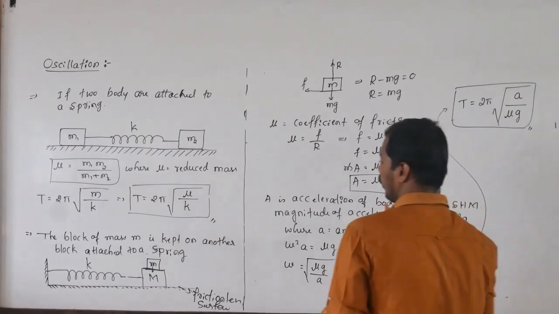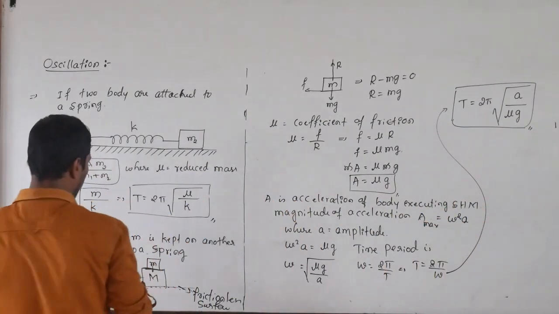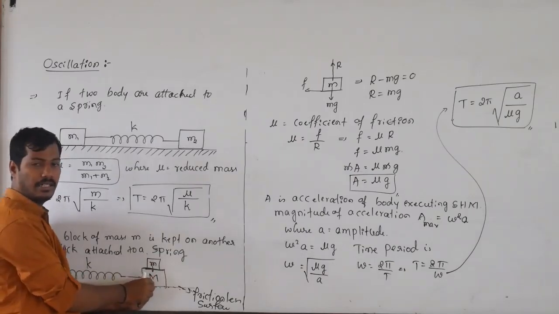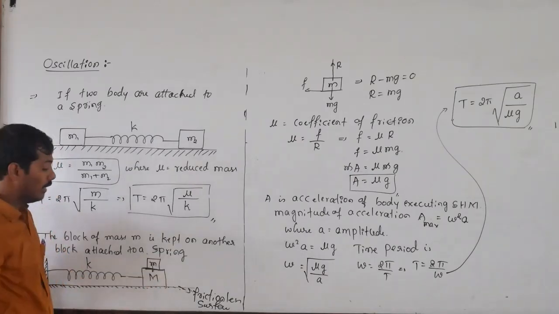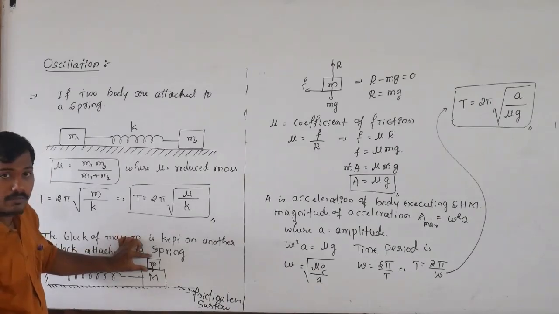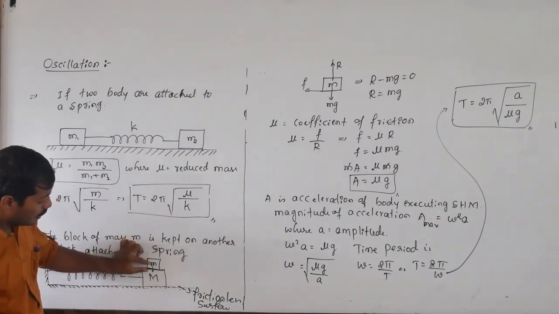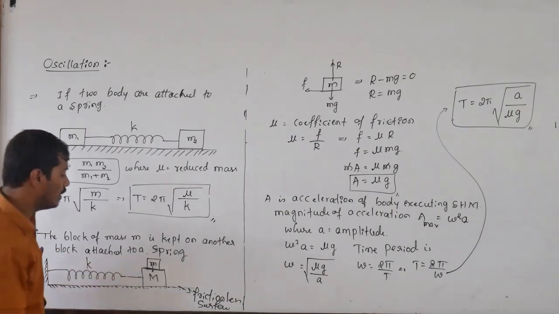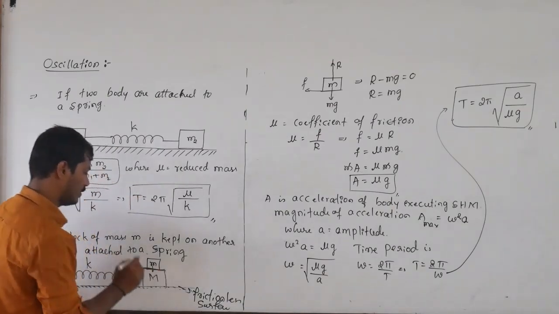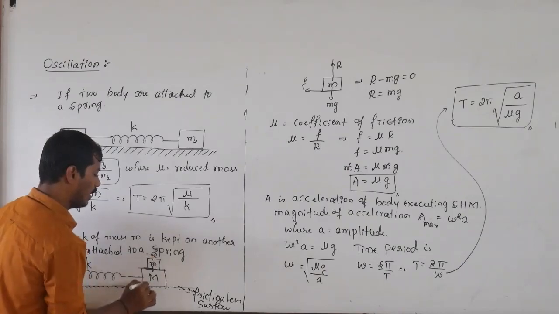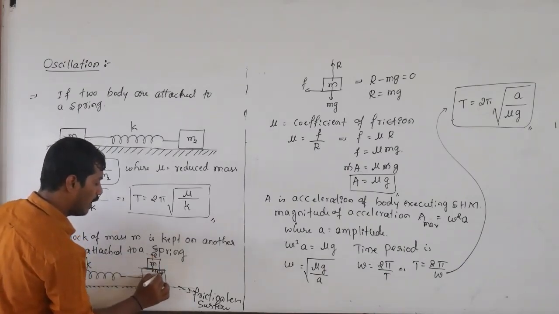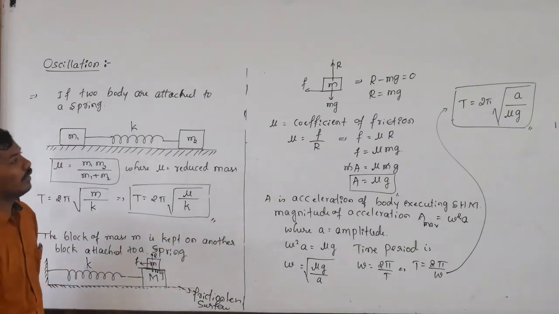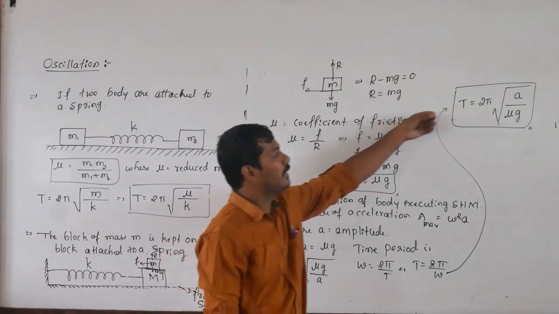It means one body is kept on another block whose mass is neglected here. This mass is the one body. In between these two bodies there is friction. Here it is R and downward is mg, and here it is the frictional force. Due to that the time period is like this.